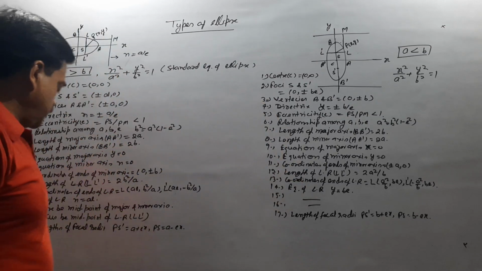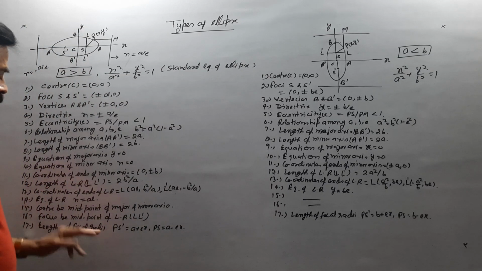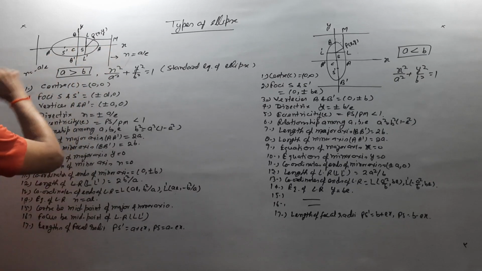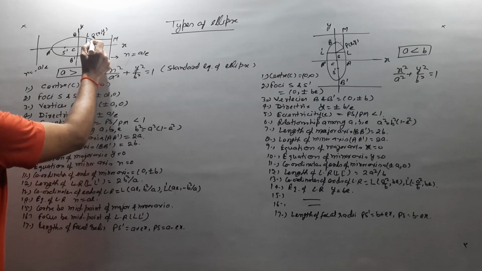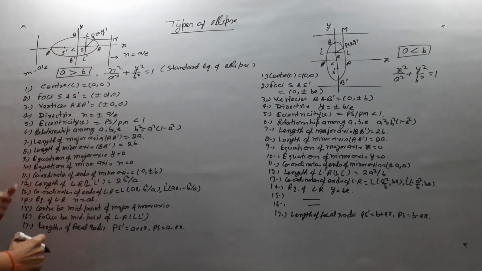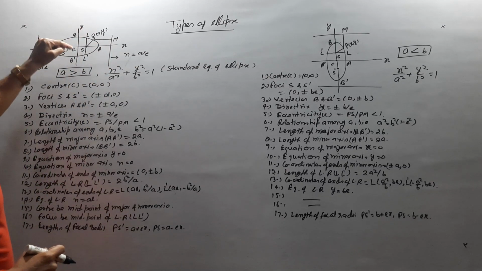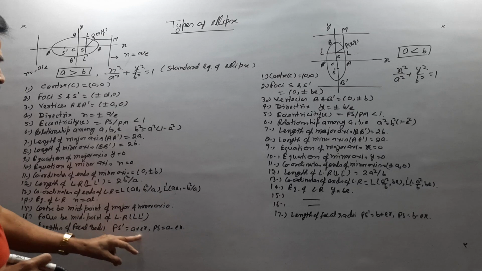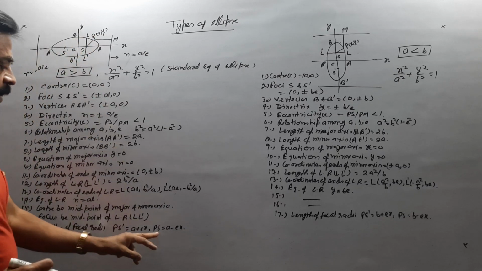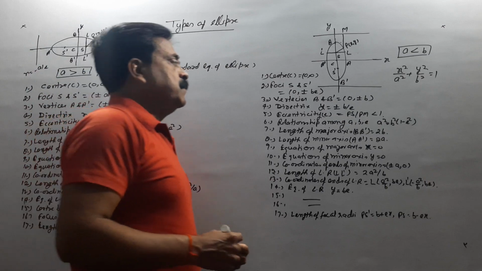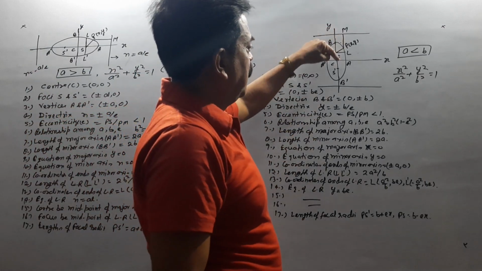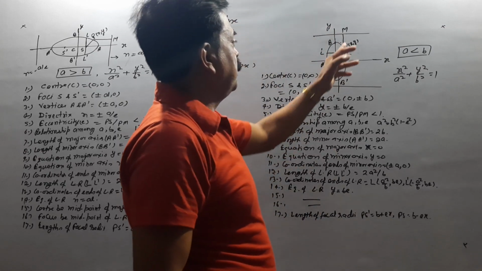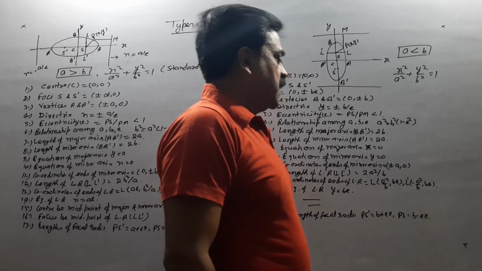Length of focal radii. Focal radii means the distance from P to S dash is one focal radius, and the distance from P to S is the other focal radius. So PS dash and PS are focal radii. Their lengths are PS dash is a plus ex, and PS is a minus ex. And similarly here, focal radii are PS dash and PS: length of PS dash is b plus ey, and length of PS is b minus ey.